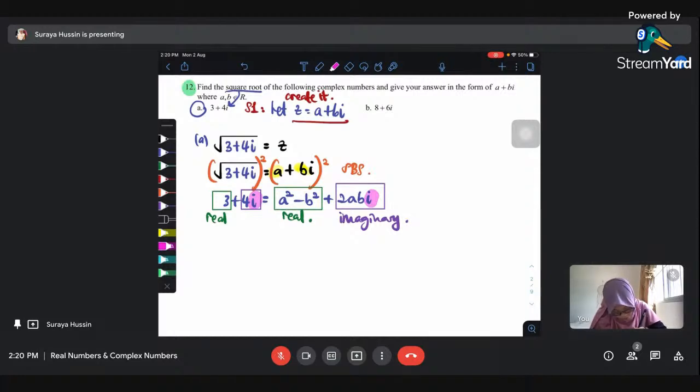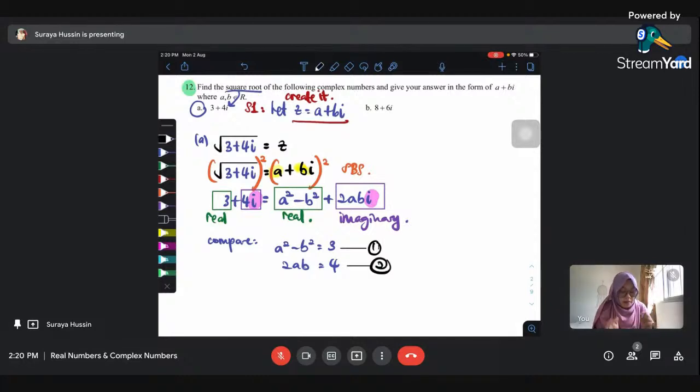Now compare. Your job is to compare it. So you will get two equations, which is A squared plus B squared is equals to 3. This will be your first equation. Whereas the next one is 2AB is equals to 4, which is this will be your second equation. So now what you have to do is simultaneous equation.